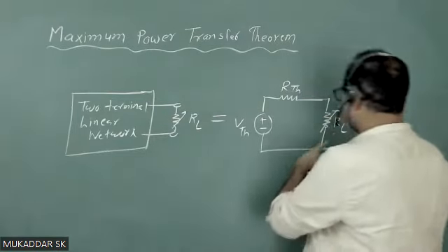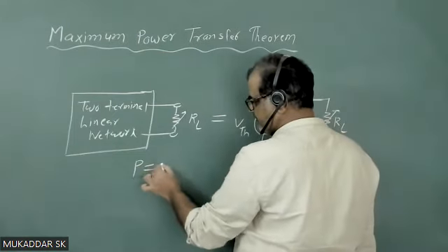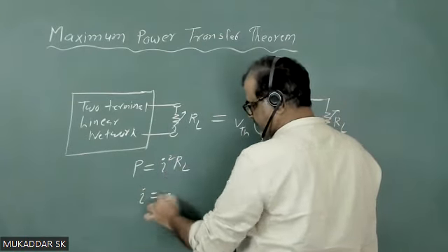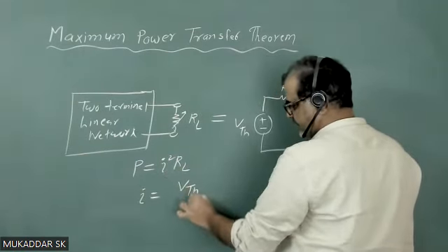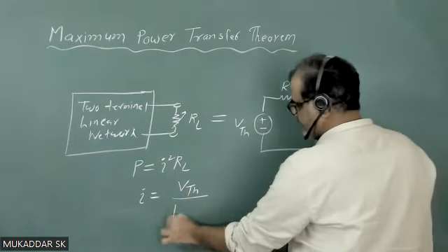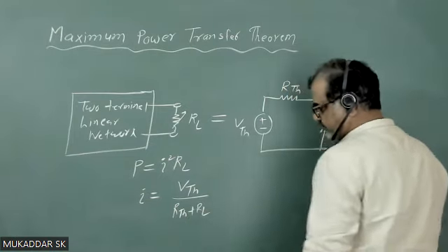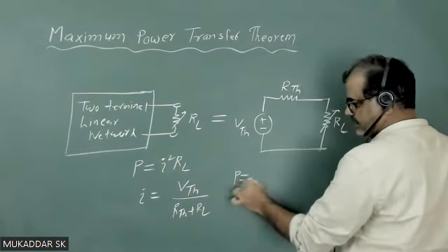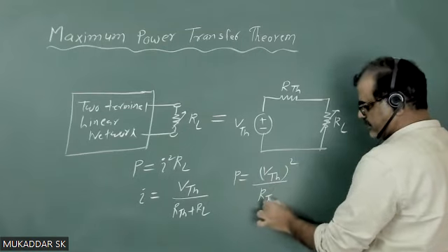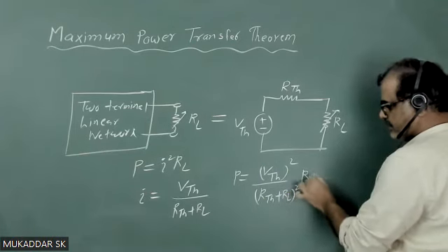So first I need to calculate the power in this resistance. So power is given by I square RL, and I we know is given by V Thevenin upon, in the circuit, total resistance R Thevenin plus RL. So this becomes current. Now if I want power, so power will be V Thevenin square upon R Thevenin plus RL square into RL.